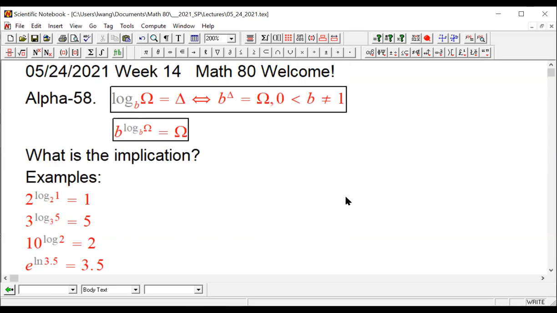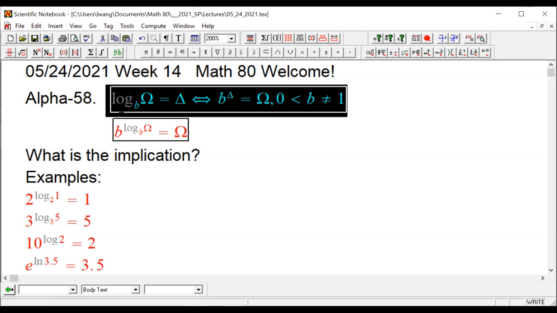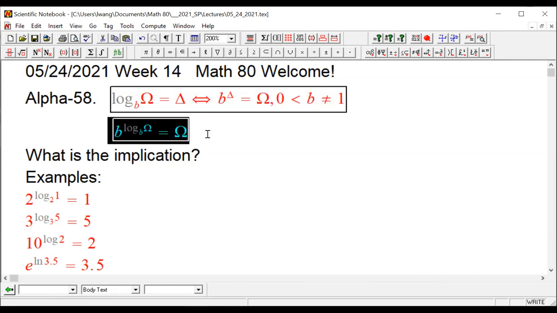So far we have learned the definition of logarithm. We did a lot of graphs, and we have also learned this very important property. And keep going.